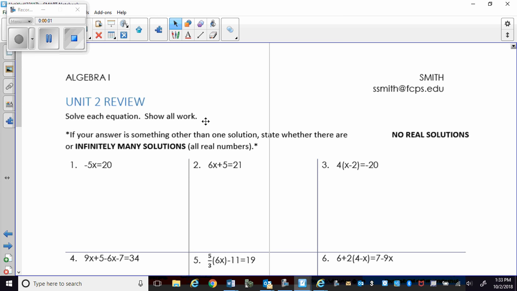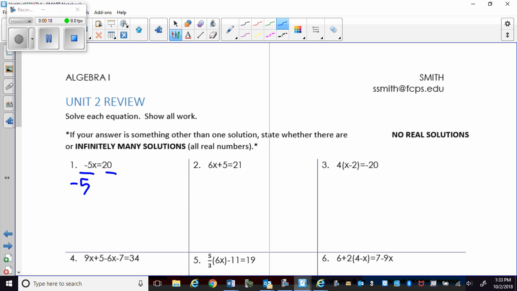We're struggling with it. It says negative 5x equals 20. You have to do two things on your problem, on your test. You have to solve for x, and you have to tell how many solutions. So if you're solving for x, check your answers.